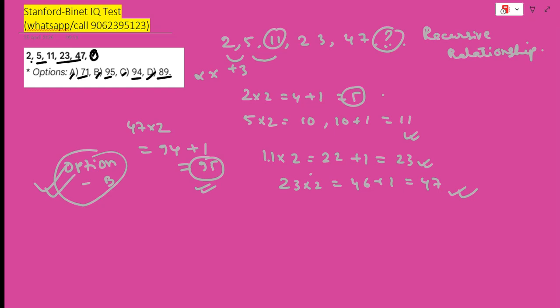Now some of you might be thinking, ma'am, I did it differently, and I will show why you are also right. So look at the differences between the numbers. 5 minus 2 is 3. 11 minus 5 is 6. 23 minus 11 is 12. 47 minus 23 is 24. Now look at these differences: 3, 6, 12, 24. They are doubling.